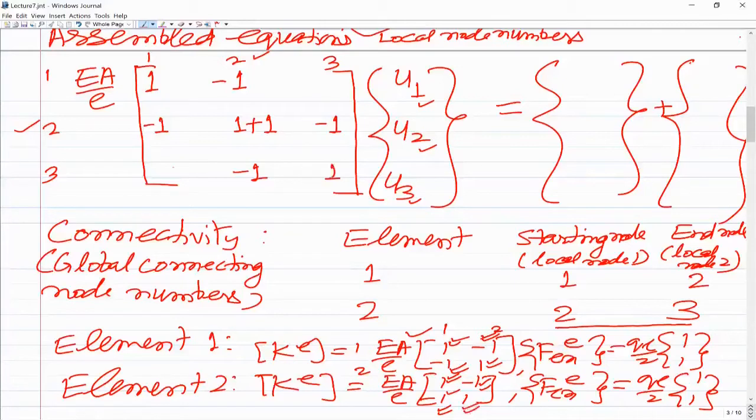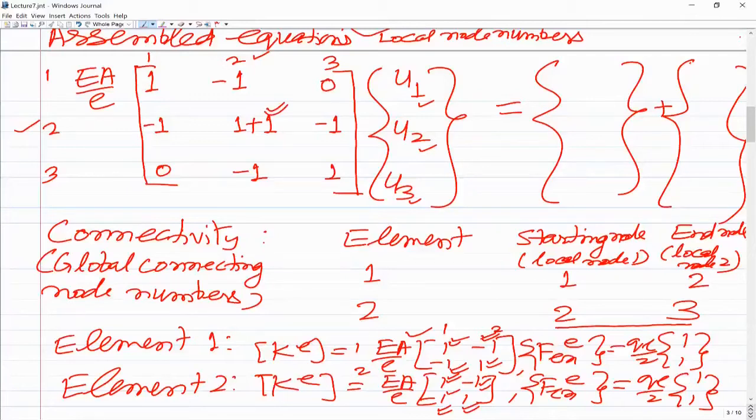Now wherever there are no entries, those are actually 0, so these elements would be 0. As you see, there is a contribution from both the elements at this node. So this is the assembly of the stiffness matrix.